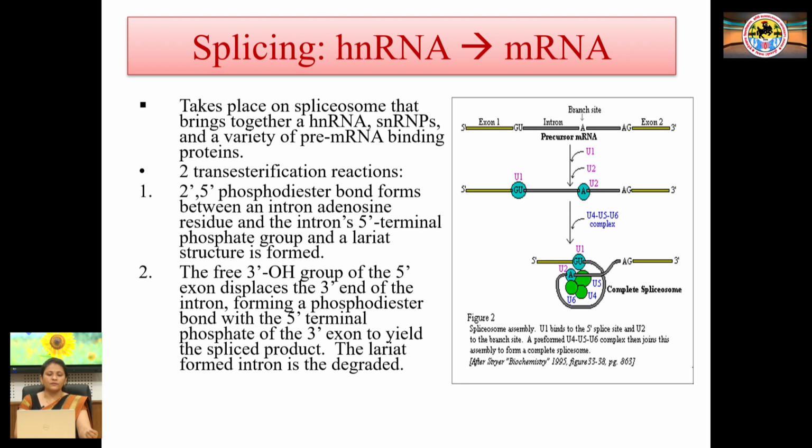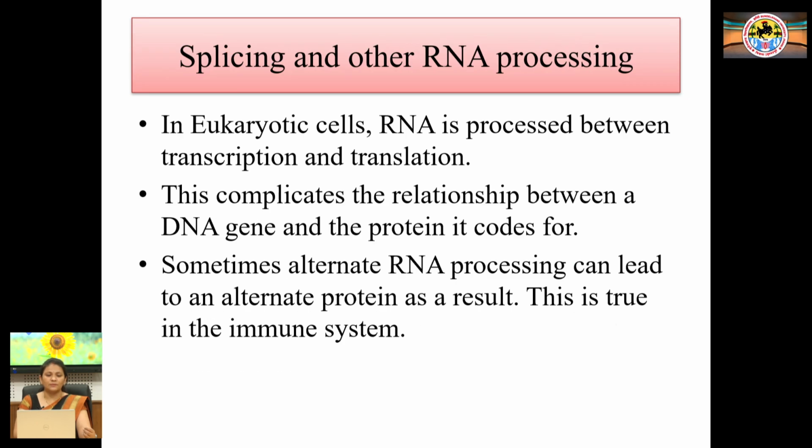So, a 2' to 5' phosphodiester bond forms between an intron's adenine residue, and the introns are removed. So, the free hydroxyl group of the 5' exon displaces the 3' end of the intron, forming a phosphodiester bond with the 5' terminal, in which only the transcribed elements, which we can say are going to the translation process, are present, and all the non-coding regions are absent. All introns are removed and exons are present by the splicing process.